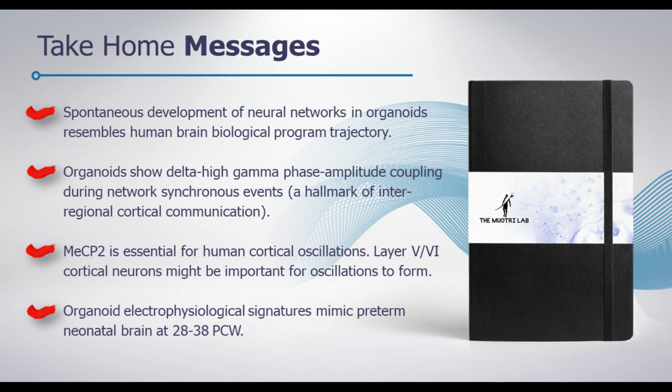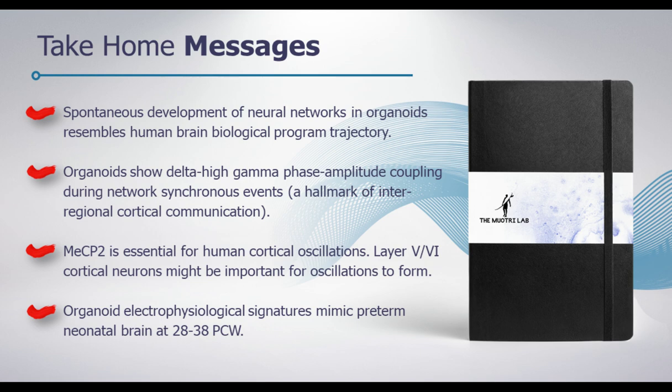So I'm finishing here. I'll highlight what you should take from this presentation. One is that the spontaneous development of neural networks in these cortical organoids resembles the biological brain program trajectory. So you don't need any kind of external stimulus to follow the normal brain trajectory. It was unclear whether the human brain would require some kind of external stimulus, but at least in vitro, it does not.